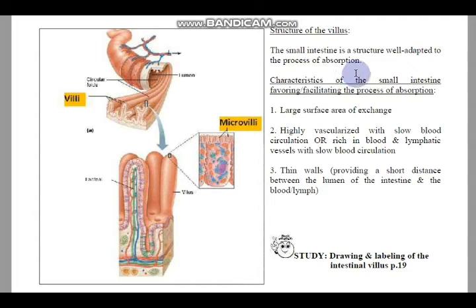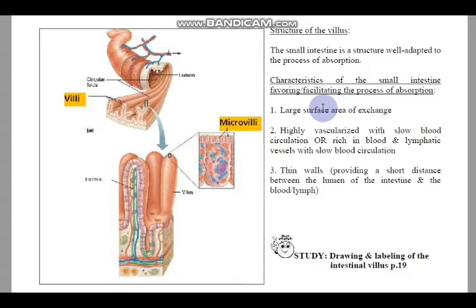The small intestine and its role in absorption. So, we talked about the structures of the villus. And let me remind you that the small intestine is a structure well adapted to the process of absorption. What do I mean by absorption? Absorption is the passage of the nutrients from the small intestine to all the body cells through the blood.